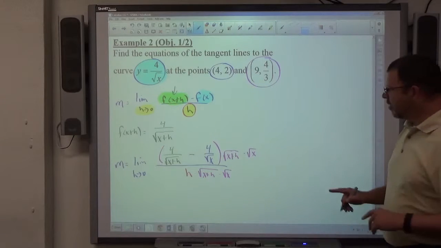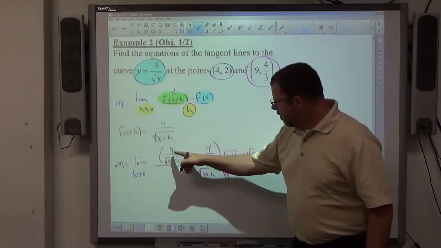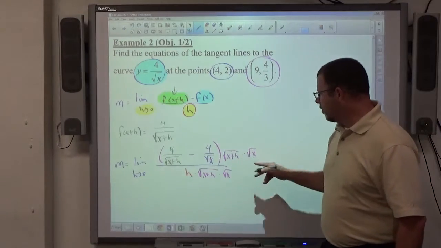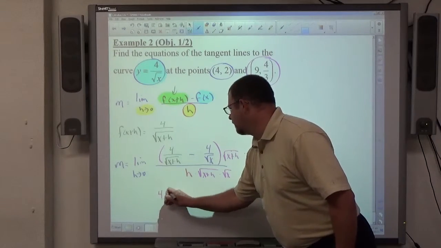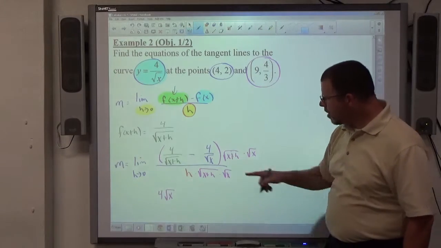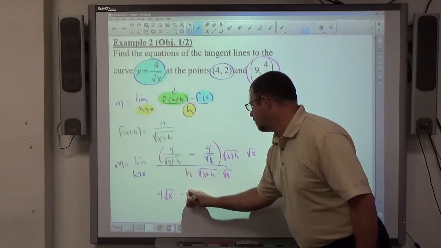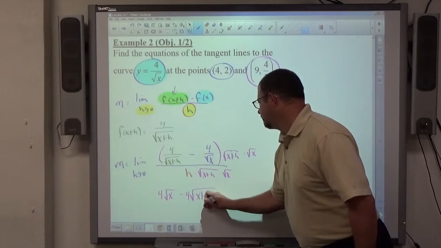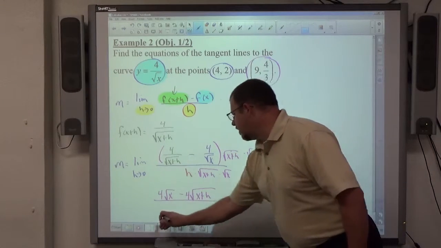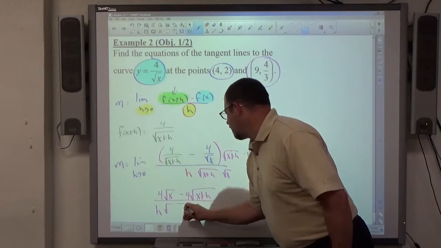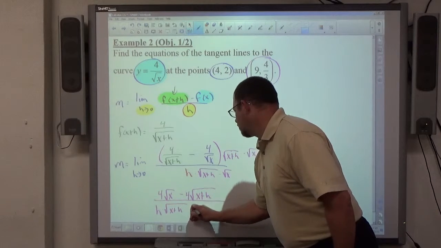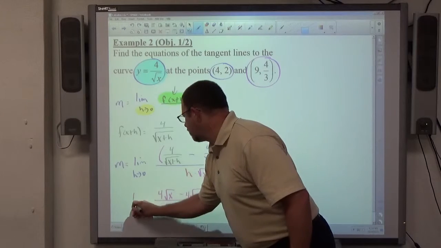So, if I do that multiplication, I'm going to get 4 over the square root of x plus h times all this creates 4 times the square root of x. 4 over the square root of x times all this, the square roots of x cancel out, so I get minus 4 times the square root of x plus h. And all that goes over h times the square root of x plus h times the square root of x. Limit as h approaches 0.